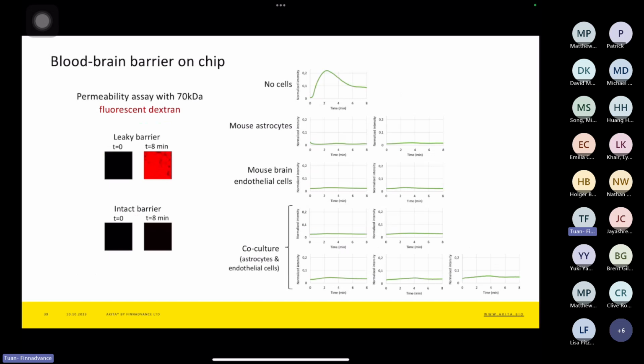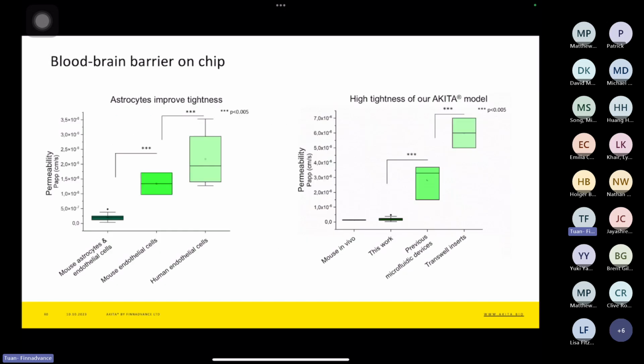We were optimizing the barrier tightness through the fluorescent spectral assay. So we have multiple conditions: without cells, with only astrocytes, with mouse brain endothelial cells only, or with the co-culture of multiple cell lines together, forming a stack on top of the membrane. With that, we were able to compare with the in vivo values, between the in vivo values, the mouse model on chip and also the human model on chip.